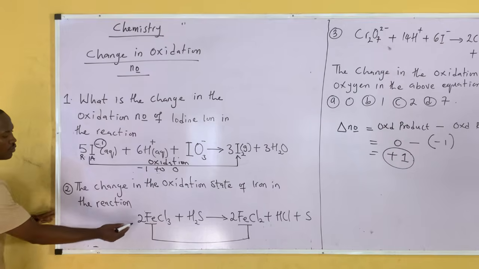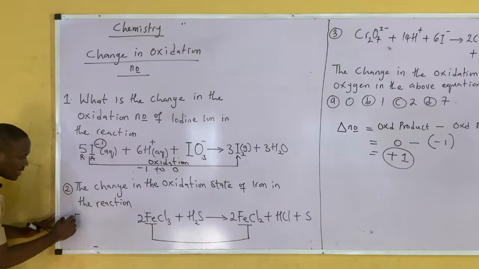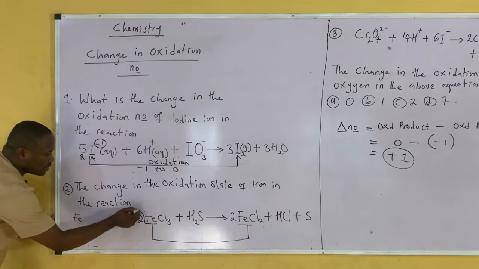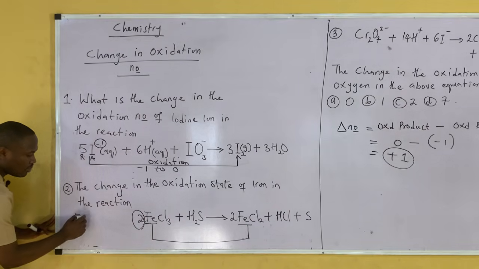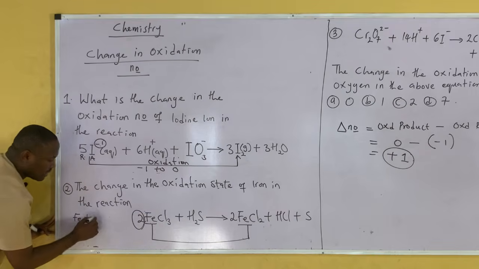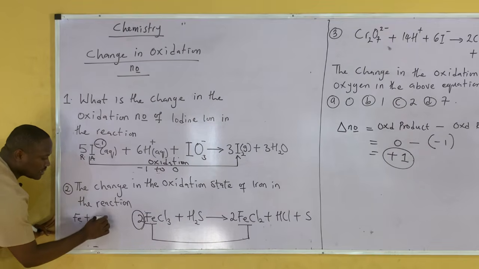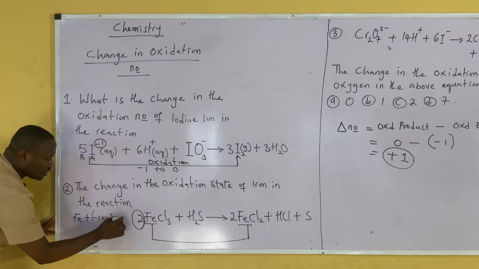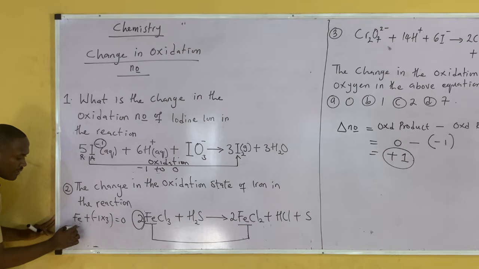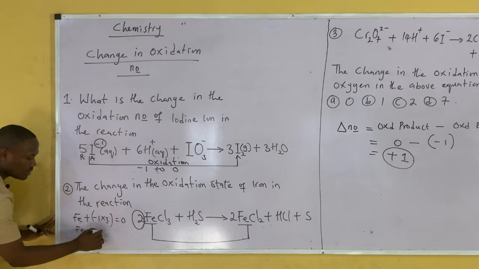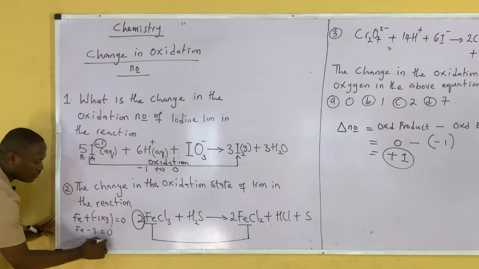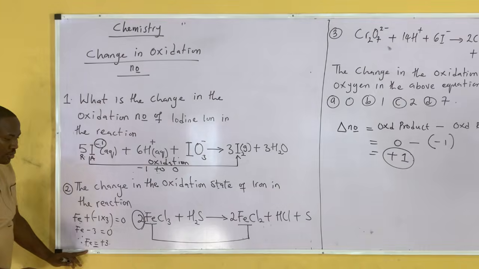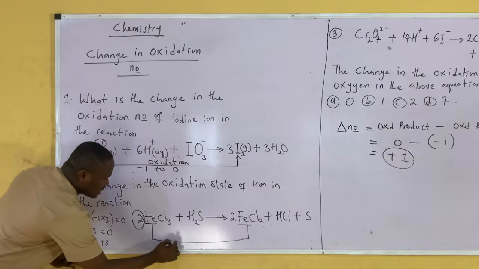So if I'm doing for iron, I will simply say Fe. Now ignore this coefficient. Fe plus chlorine is -1 times 3, and everything will be equal to 0. So I have Fe minus 3 equals 0. Therefore, Fe equals +3. So it means iron is changing from +3.